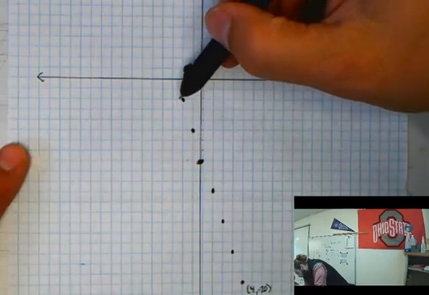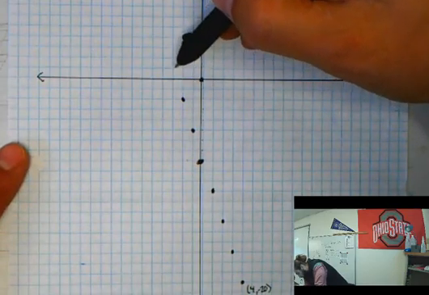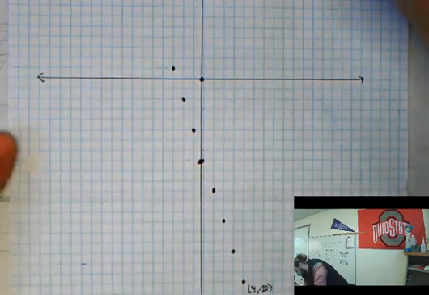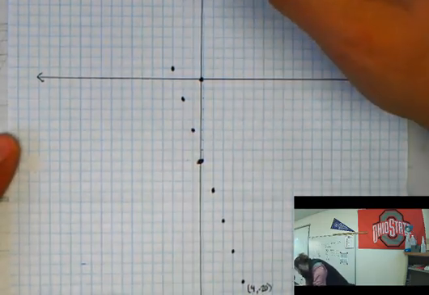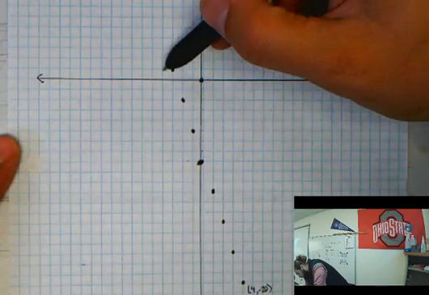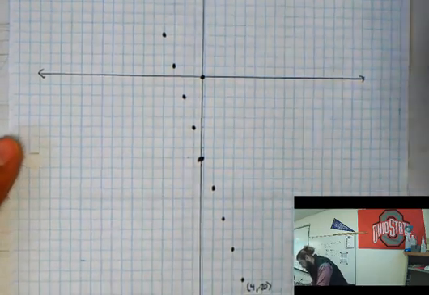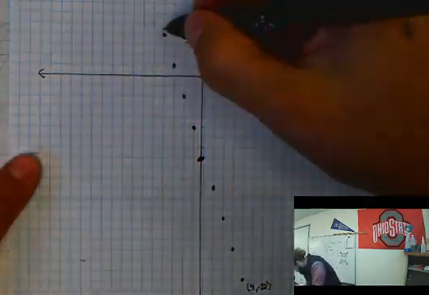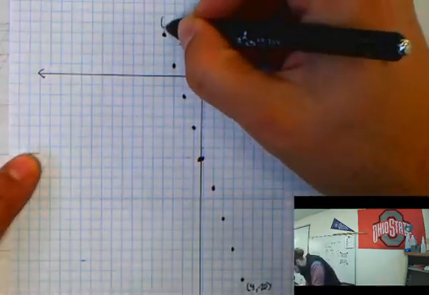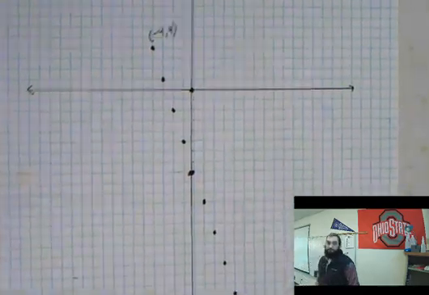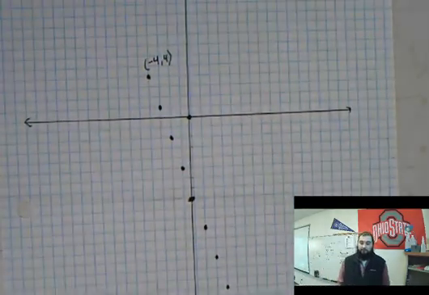We go 1 to the left, and we go up 3. 1, 2, 3. Negative 3, positive 1. One more. We go 1 to the left, we go up 1, 2, 3. Negative 4, positive 4. Okay? And so, let's name that one as well. Negative 4, positive 4.